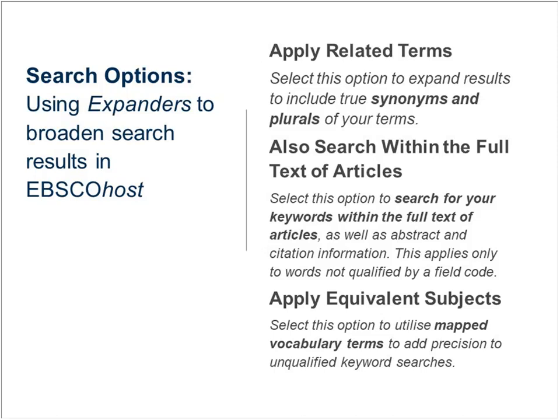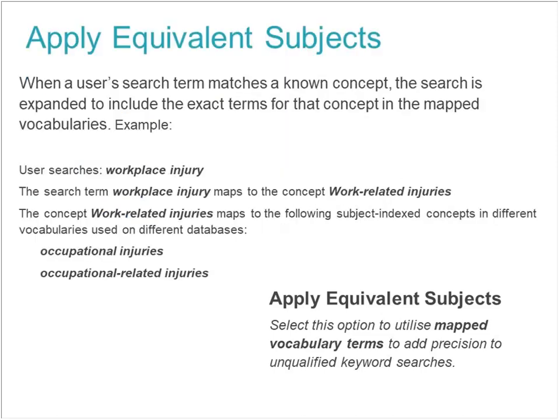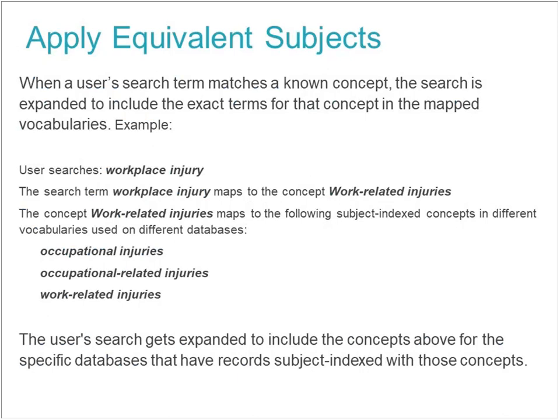So just to reiterate or clarify what this means, and this is on by default, by the way. For those who work in NHS in England, when you run a keyword search, it's also going to make use of apply equivalent subjects. So what does that do? Basically, it expands your search to include exact terms for that concept in the map vocabulary. So vocabulary is just a subject index.